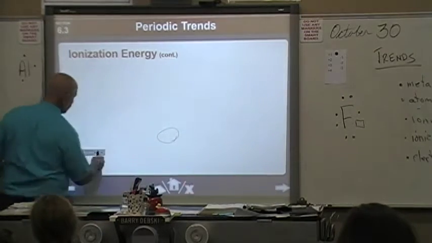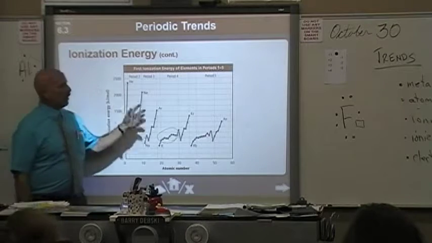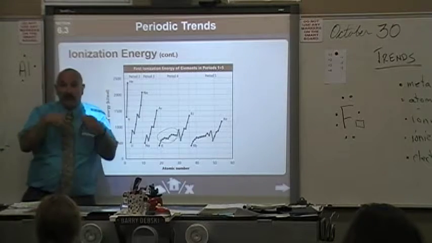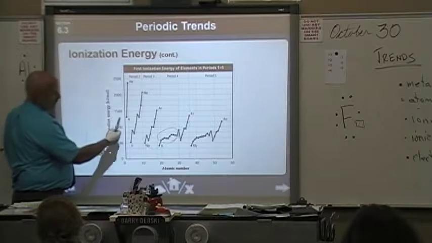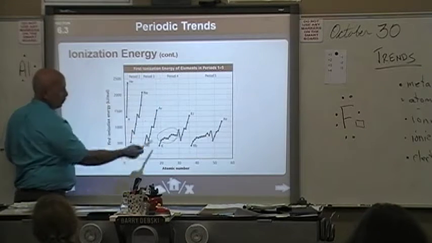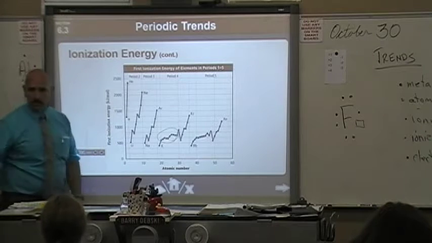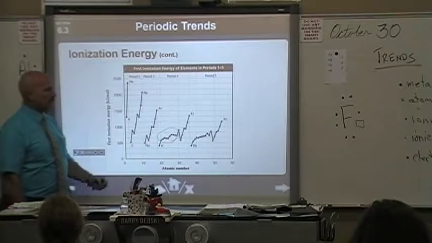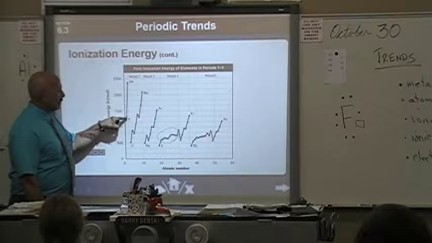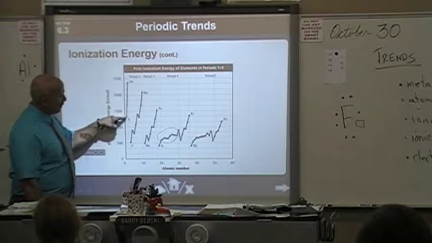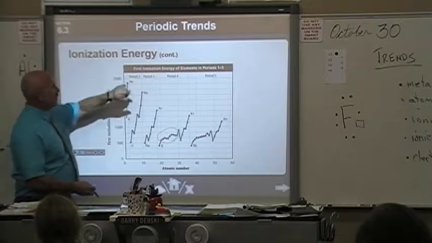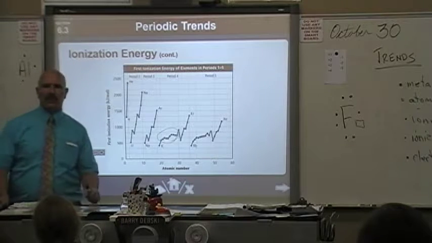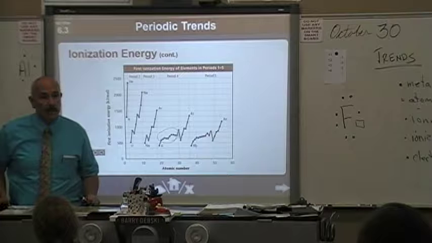Okay, let's talk about this. So this is a chart showing each of the elements, and let's see if this makes sense based on what we just talked about. I got hydrogen. It takes 1,300 kilojoules per mole. Helium. Why is helium so much harder to steal an electron from than hydrogen? Elijah? Because it already has a complete set.